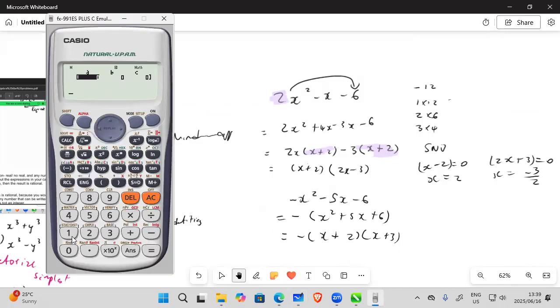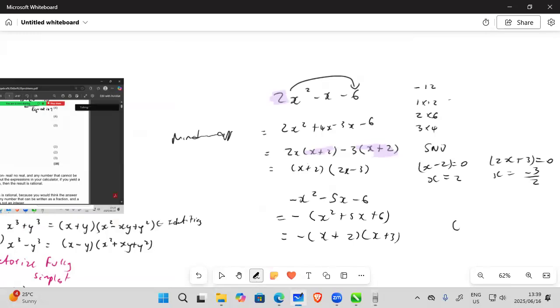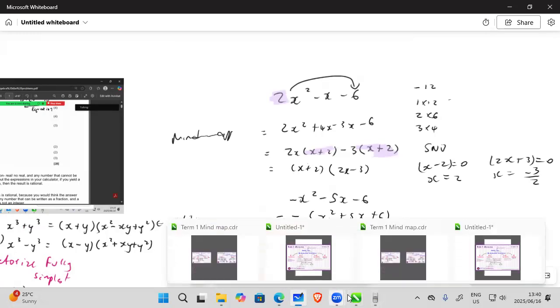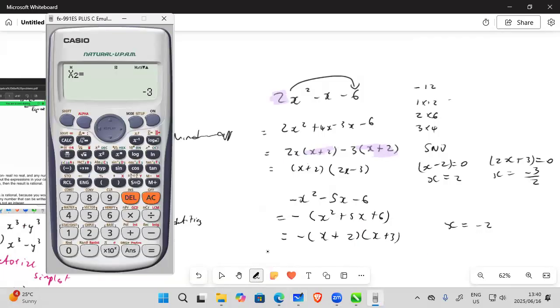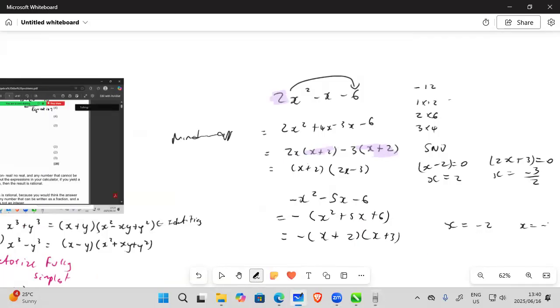Put minus 1 for x squared, minus 5, and then minus 6. I'll get x is equal to minus 2, and you'll get x is equal to minus 3. Right. And if I do this, take it across, it becomes x plus 2 is equal to 0, or x plus 3 is equal to 0. Can you see that?